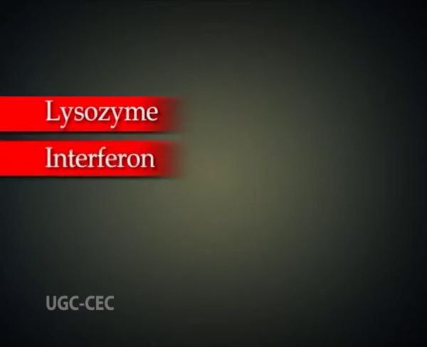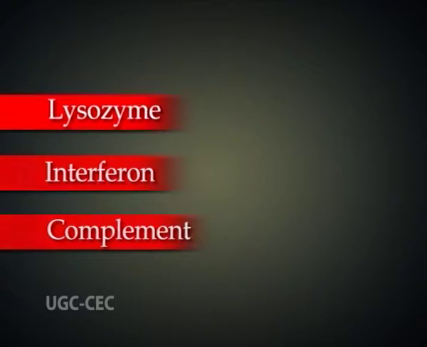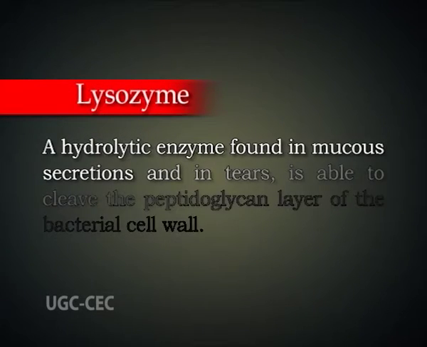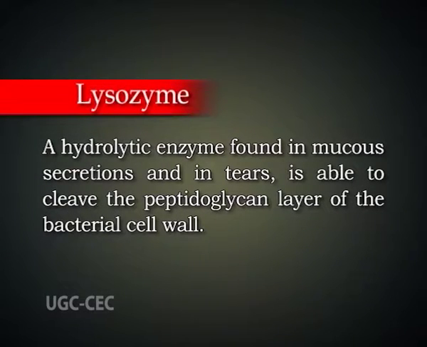the stomach contents. A variety of soluble factors contribute to innate immunity. Some of them are the soluble proteins lysozyme, interferon, and complement. Lysozyme, a hydrolytic enzyme found in mucus secretions and in tears, is able to cleave the peptidoglycan layer of the bacterial cell wall.